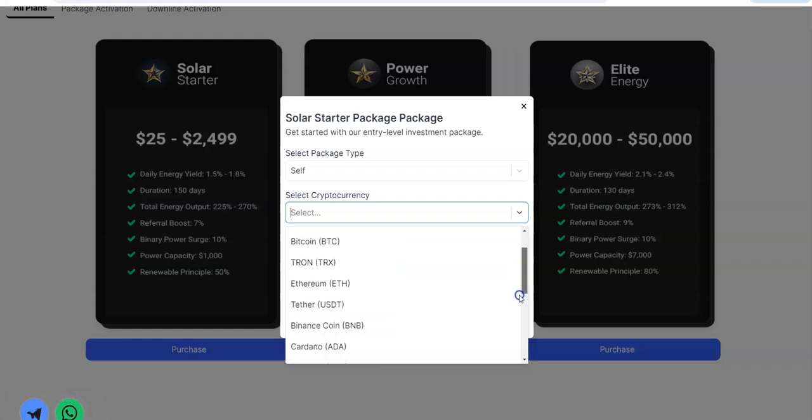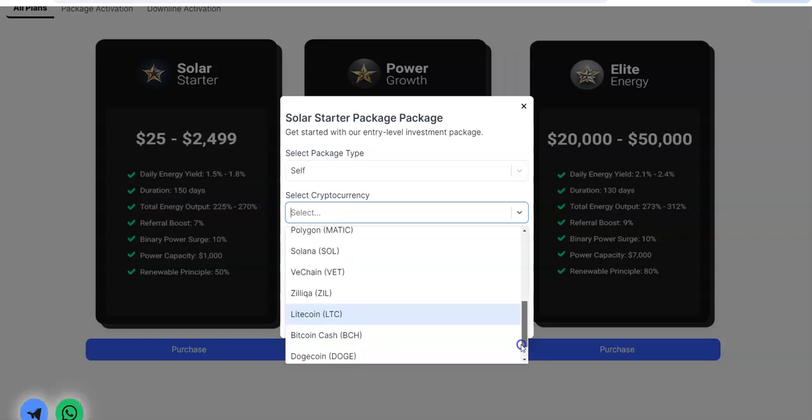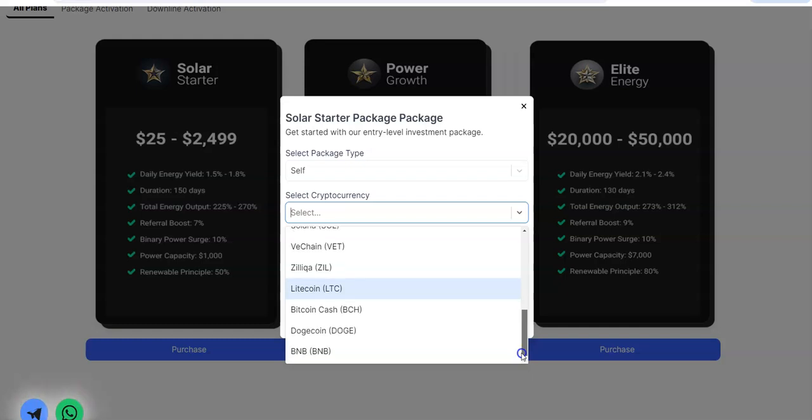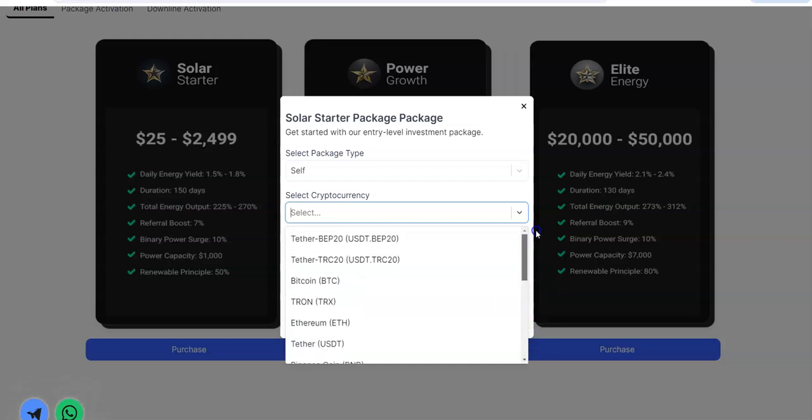Tether, Bitcoin, Tron, Ethereum, Tether, Binance, Cardano, Polkadot, Polygon, Solana, VeChain. VeChain? Yes, VeChain is so like 2018, 2019. Are they still alive? Azleka, same thing. Litecoin, Bitcoin Cash, Doge, and BNB. So you have all these different options.